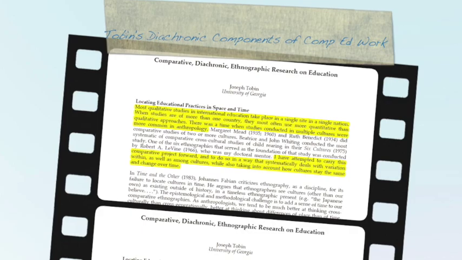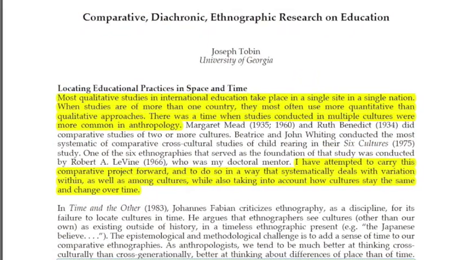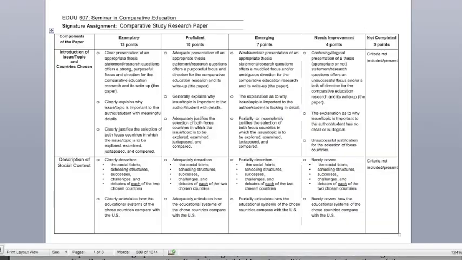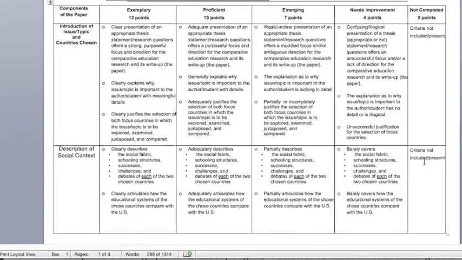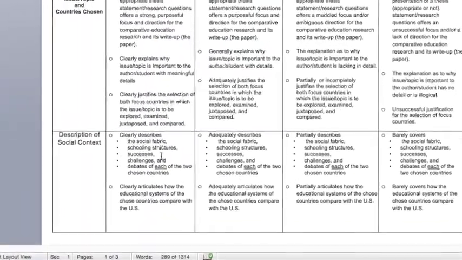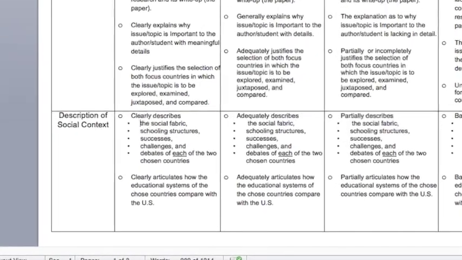Kimberly Green, your course designer, and I want to point out something that may seem small, but it actually is incredibly empowering for each one of us as we move forward in doing comparative ethnographic research and our signature assignments. That paper, you will note, you already have the rubric, it's posted for you. And when you get down to description of the social context, it clearly describes, and so on. Okay, you can read, you don't need me to read it for you.